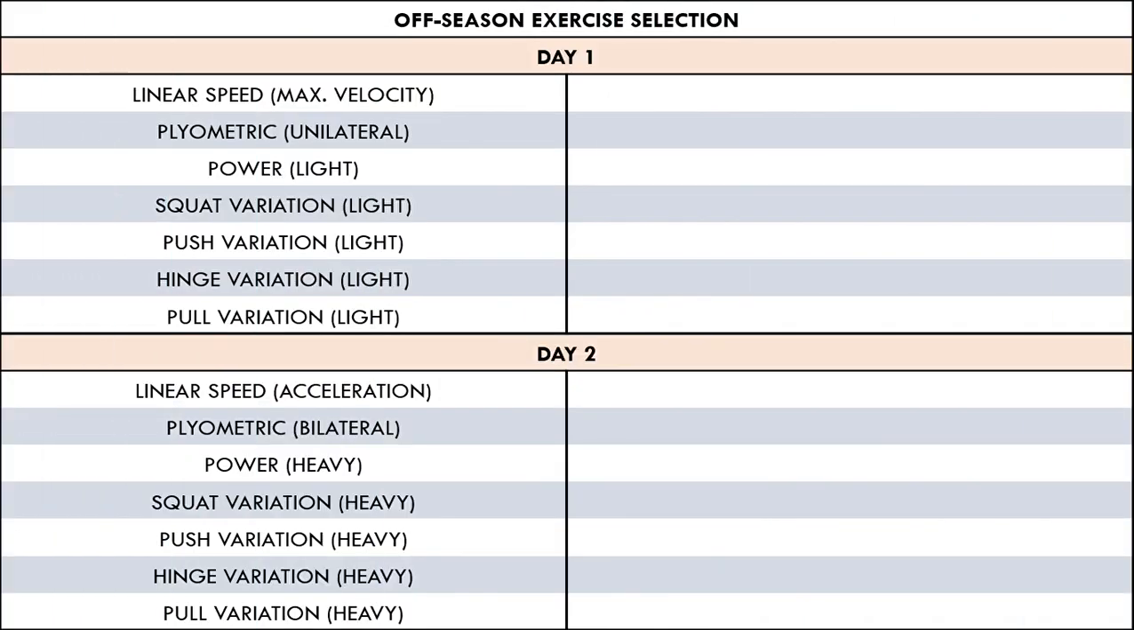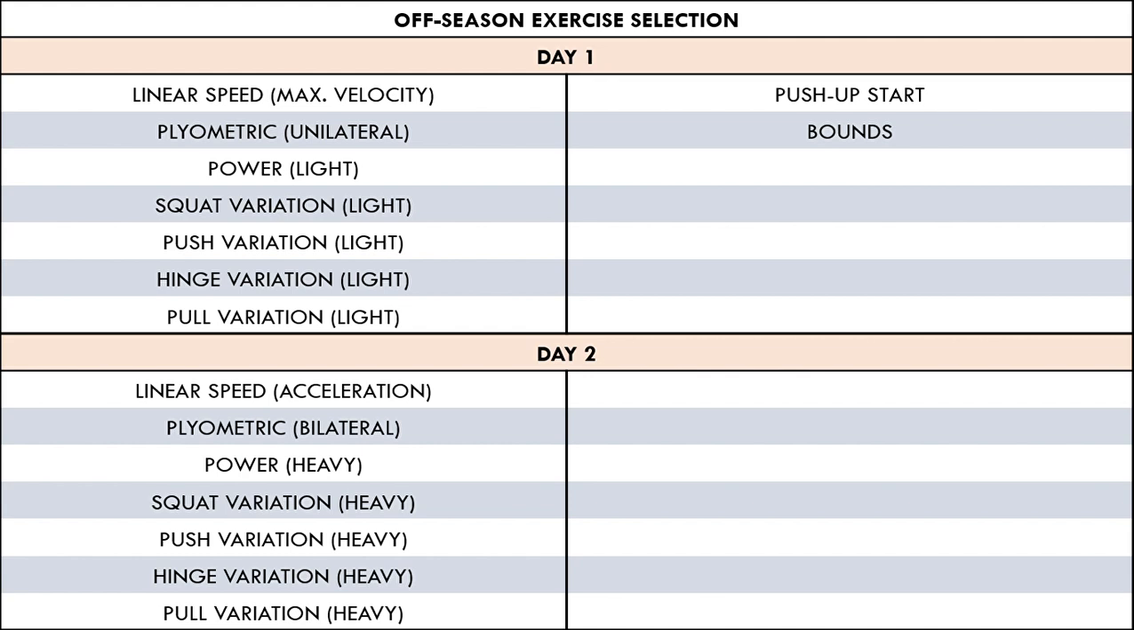For Day 1, we have push-up starts for the linear speed exercise. Since the emphasis will be max velocity running, any unloaded variation of sprints would be an appropriate choice for this program. Push-up starts were selected as it places the athletes in a low starting position, which will slightly emphasize the acceleration portion of the sprint. For a unilateral plyometric exercise, we have chosen bounds.